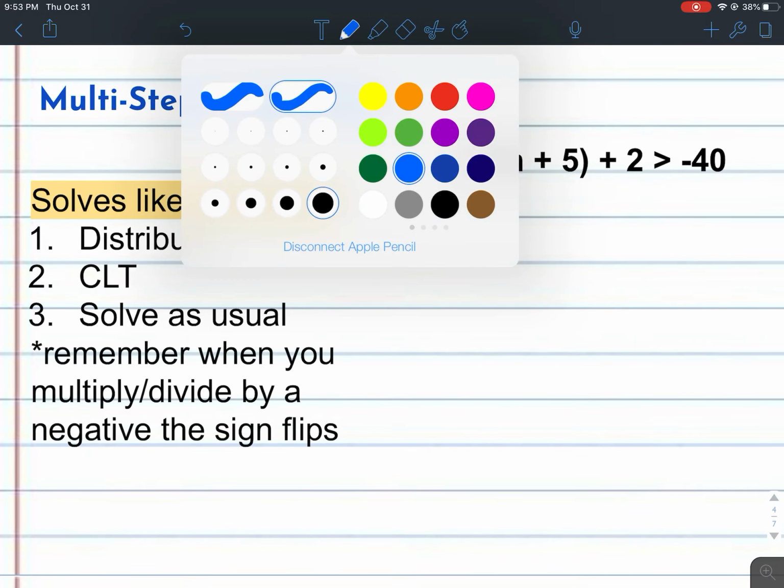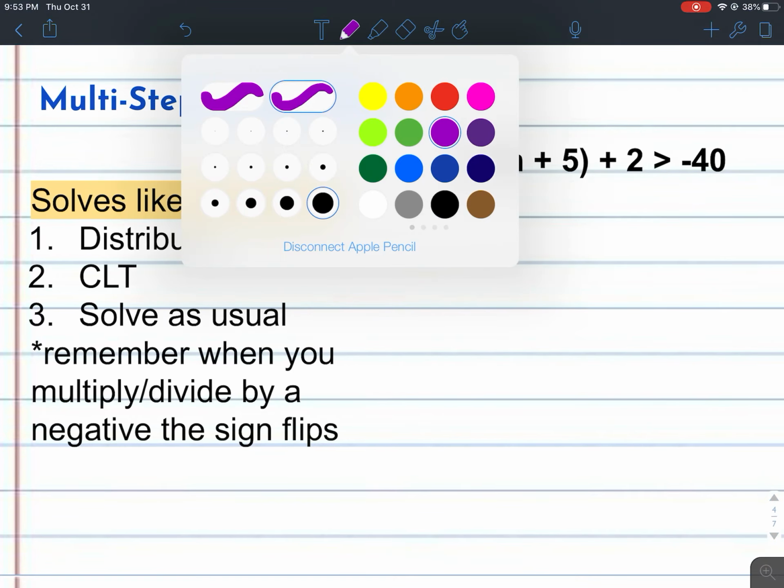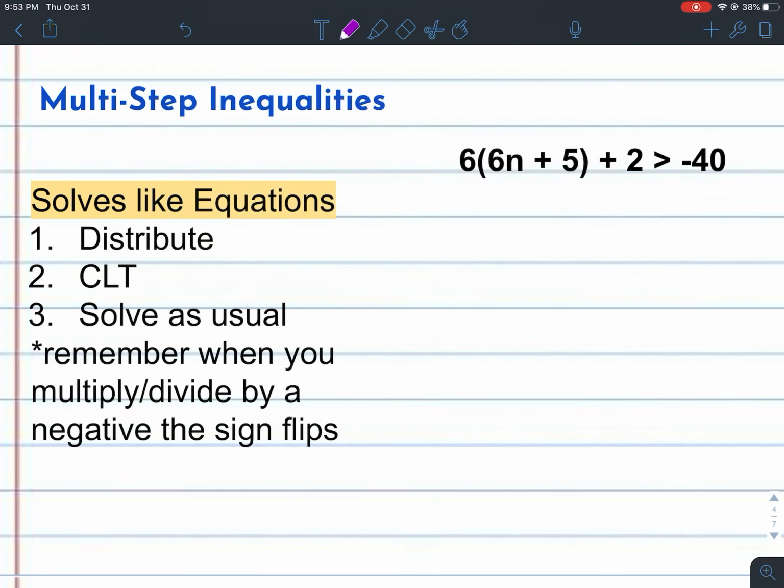Hi, this is going to be a video to discuss multi-step inequalities. So make sure when you're doing your notes today that you have your notebook out, that you're writing down everything that's on the screen, and also kind of thinking through the problems as I solve them with you.